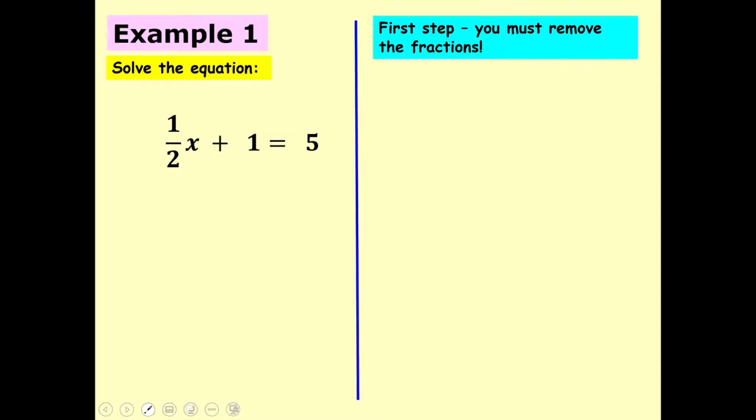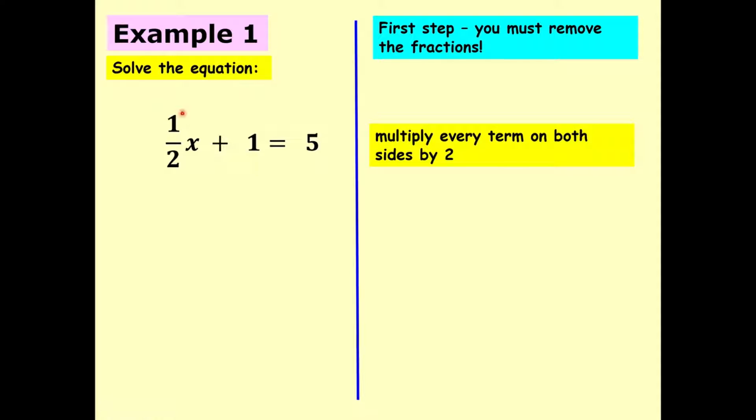The very first thing that we're going to do is we must remove the fraction. So we're going to get rid of the fraction in our equation. And to do this, we are going to multiply every term on both sides by 2. So because we have a half, if we multiply a half by 2, we get 1. So we're aiming to reduce these fractions down to 1. And if we multiply a half by 2, we will get 1. And we must remember to multiply every term by 2.